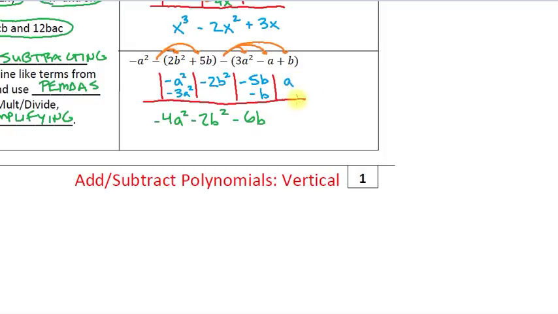And then we've got a positive a over here. Nothing to be combined or added together. And there is your final polynomial, negative 4a squared minus 2b squared minus 6b plus a. Again, let's not worry about the order of the terms. We'll cover that later. So there is a basic understanding of how to add and subtract polynomials.